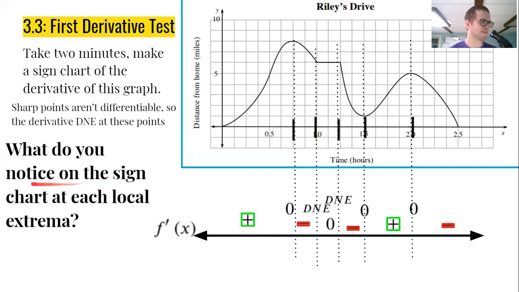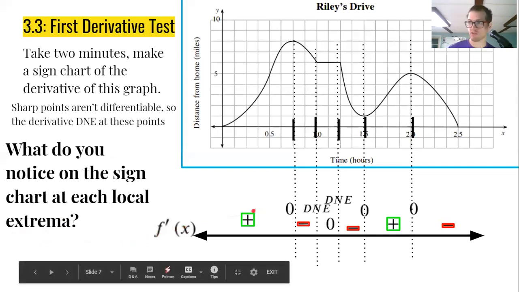So I got a couple people private message me some ideas. The one I want to highlight is it's a change in the direction of the graph. Yeah. Because it goes from positive to negative. That's a change in direction. Over here, it's negative to positive. Change in direction. Over here, it's positive to negative. Change in direction. That's the big idea.